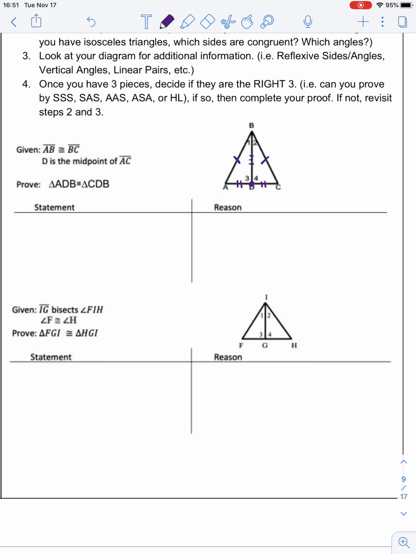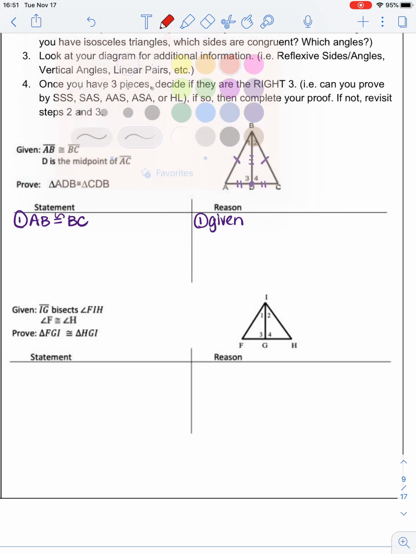Well, now I check. Do I have 3 pieces? Yes, side and side and side. That means I can finish out this proof. So the first thing I write is AB is congruent to BC. I know that because it's given.